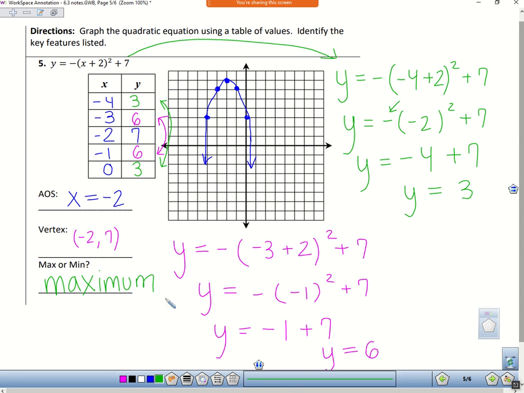Does everybody see why it's a maximum? Because it's the highest point. Good.